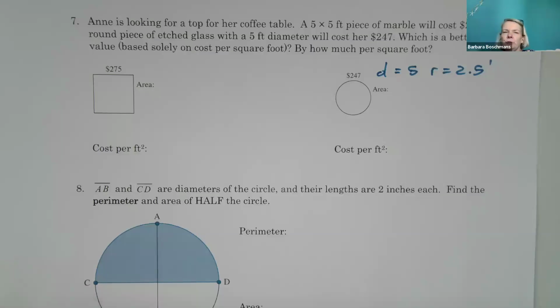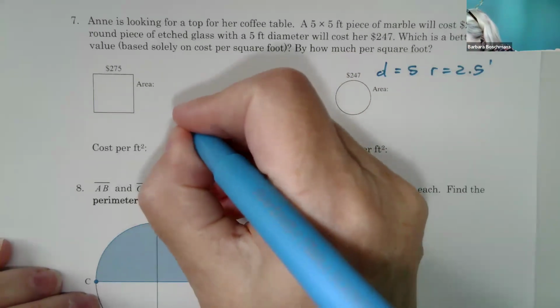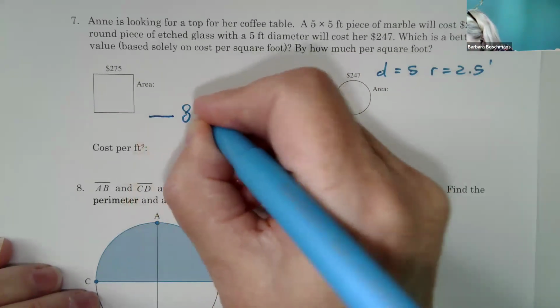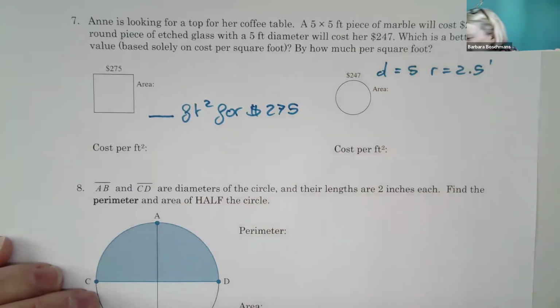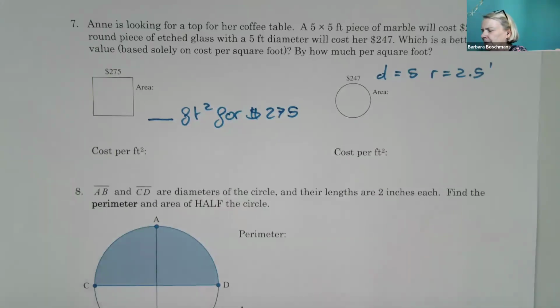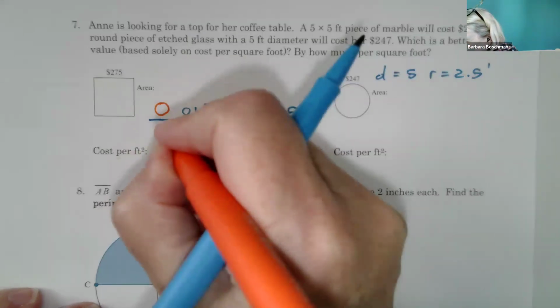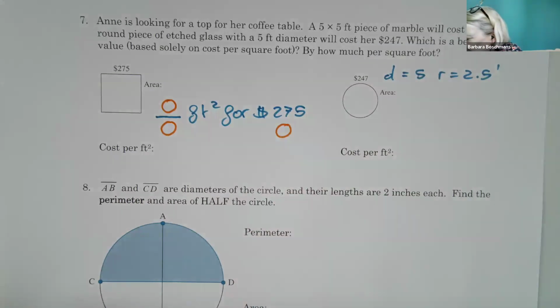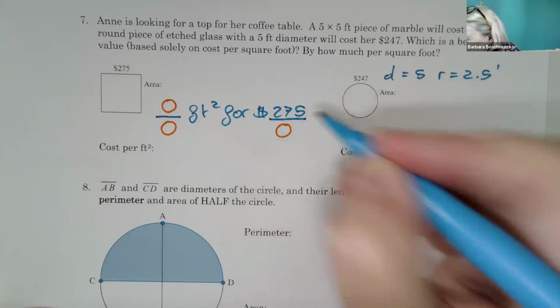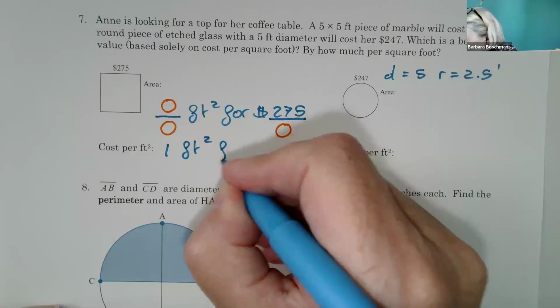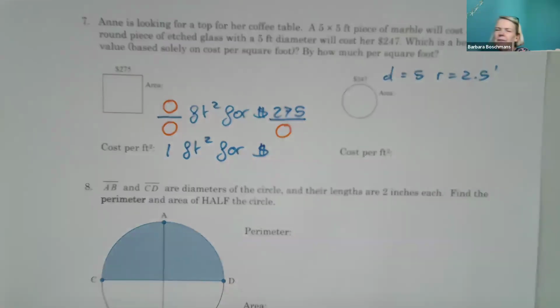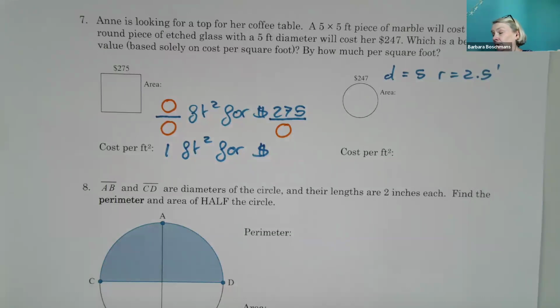And then you will have to do a cost per square foot. So you're going to have something here, some number of square feet for 275. Whatever this number is, we're going to divide it and also the 275, because that will give us 1. A number divided by itself is 1. That's going to give you 1 square foot for whatever 275 divided by that number is. And you would do the same for the etched glass.